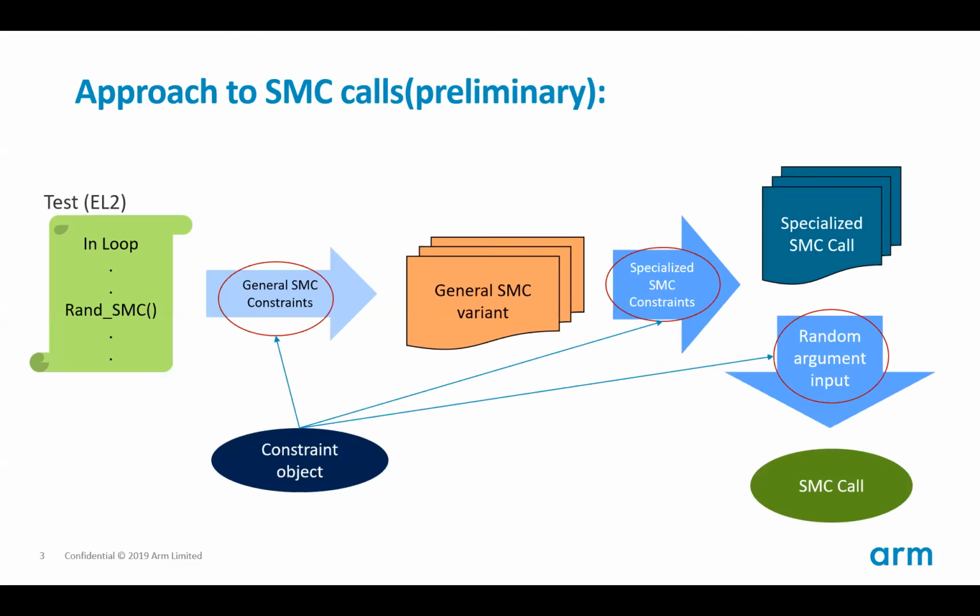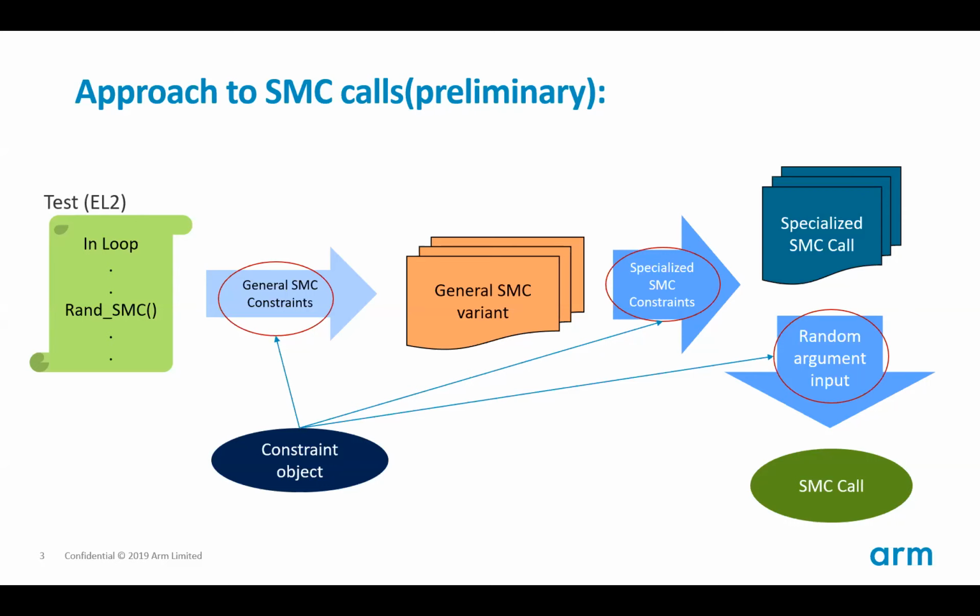Okay, so this is a basic overview of how we're trying to approach SMC calls within TFA. You would start with a given test, say within EL2, and at the top level it looks simply like this. You'd have a random SMC. What that does is it falls into what's called a general SMC constraint engine selection, which then offers the ability to crank through that to create an actual SMC call variation.